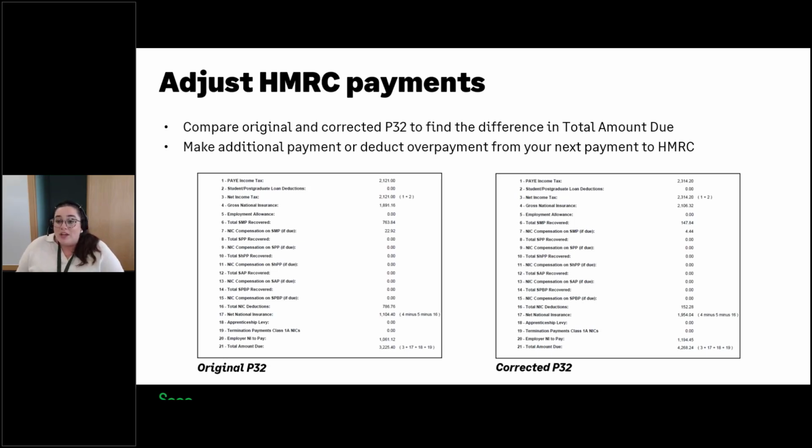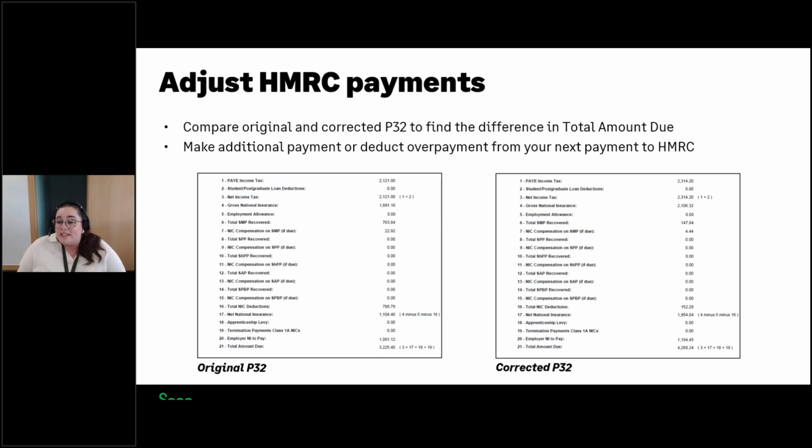But if you owe HMRC money, you've checked that line 23 and you can see a difference there, add that onto your next payment to HMRC. Or if you've paid them too much, you can deduct that from your next payment. That's generally how it's done, but if you do have any questions regarding amendments to what you've paid HMRC, it will be HMRC themselves that you can contact there for further support.